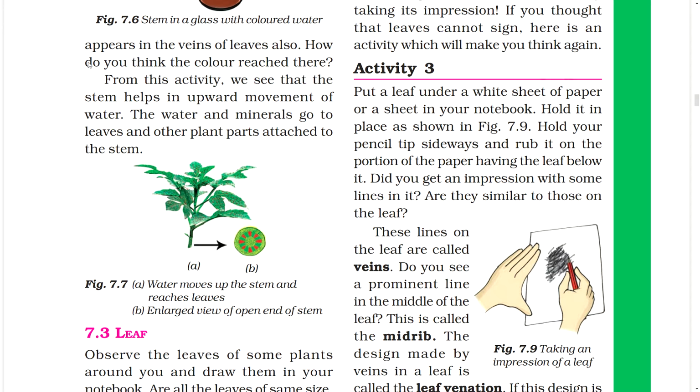Did you get an impression with some lines in it? Are they similar to those on the leaf? These lines on the leaf are called veins. Do you see a prominent line in the middle of the leaf? This is called the midrib. The design made by veins in a leaf is called the leaf venation.